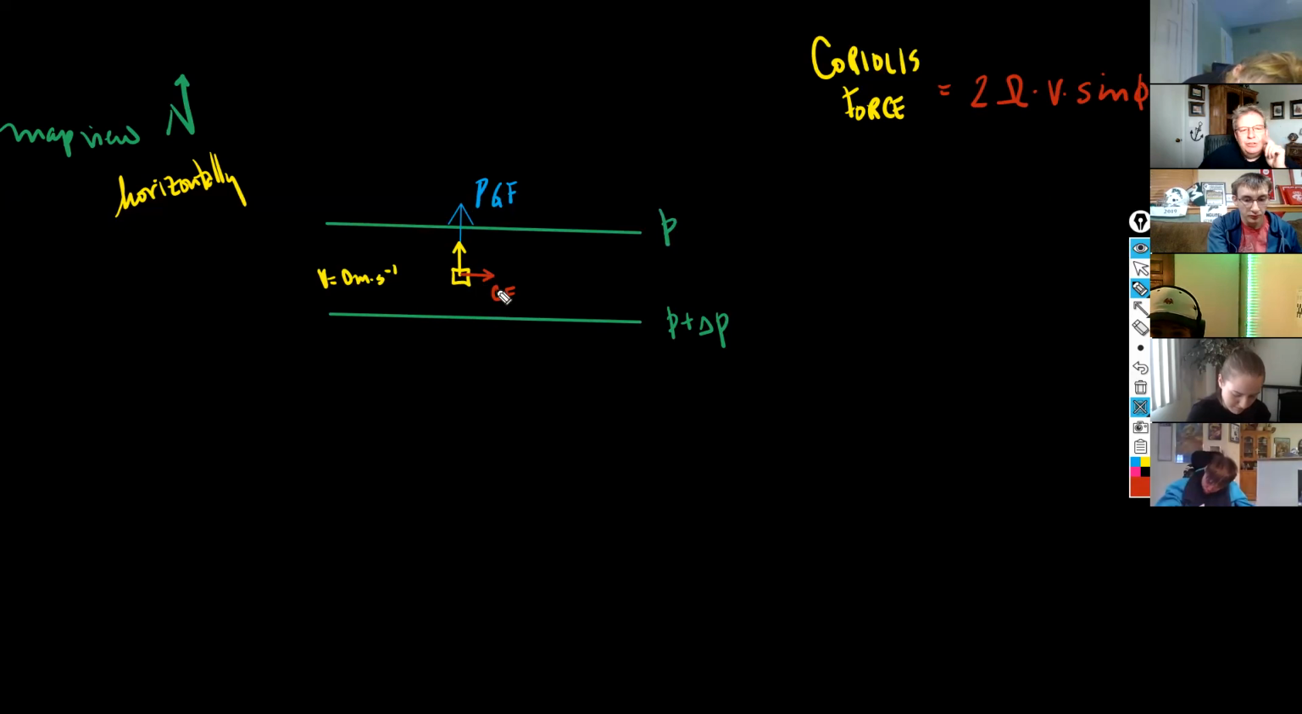What will the object do now? What will the air do now when the velocity is no longer 0? It would move diagonally between the Coriolis force and the pressure gradient. Which way is the net force pointing?